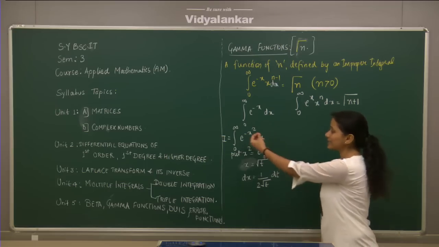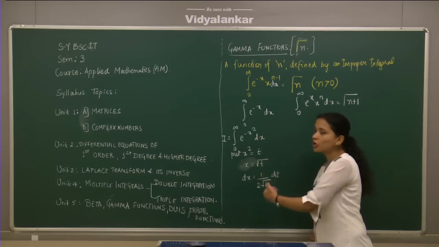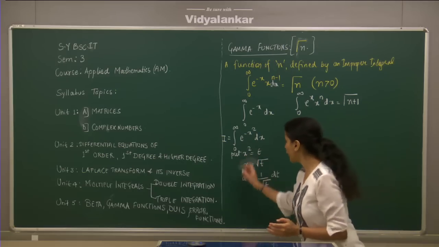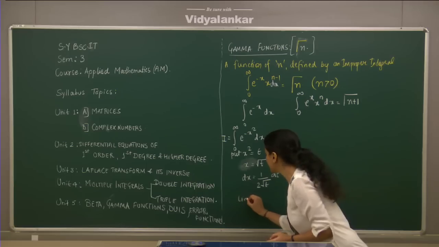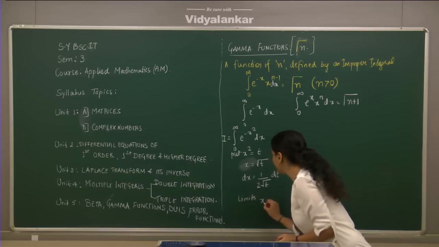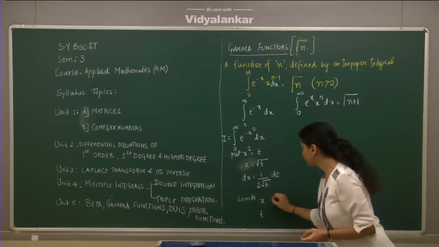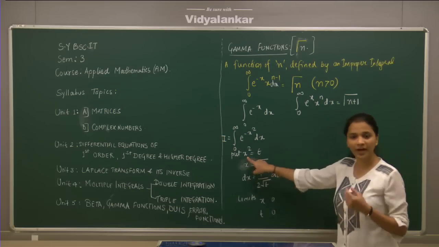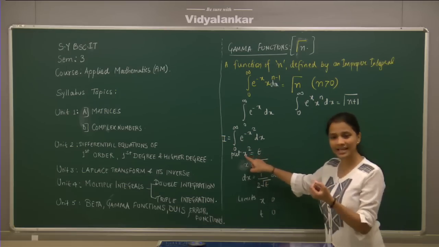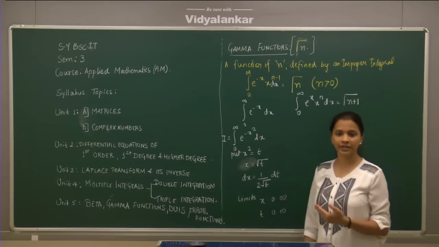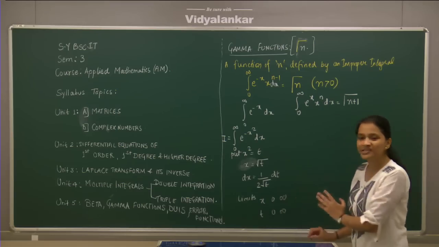Now since we are substituting, we need to also take care of the limits, whether the limits change or how it works. So now if I consider the limits, if I put x as 0, the value of t is also 0, and if I put x as infinity, the value of t also remains infinity. So from this we make out that the limits don't change.